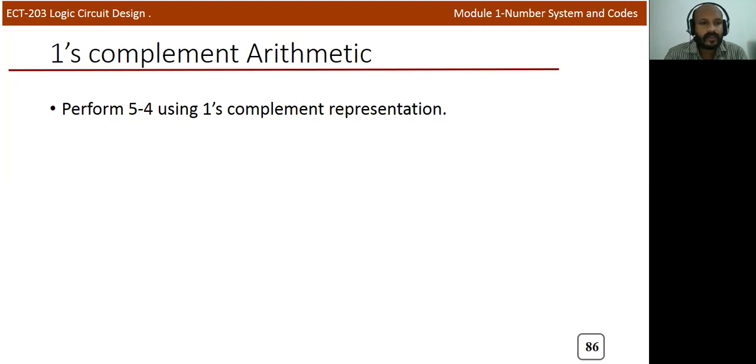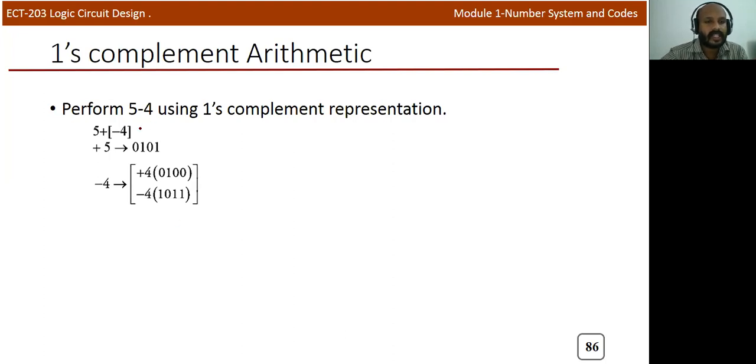So here you need to perform 5 minus 4 using one's complement representation. For that, instead of writing 5 minus 4, you can write 5 plus minus 4, and 5 is positive, so its one's complement representation will be exactly the same. Here it is minus 4. So for that, first we need to write plus 4, and then we need to write the one's complement representation of this binary sequence. So after that, you will get 1 0 1 1. So one value is 0 1 0 1, and second one is 1 0 1 1. Okay, after that you can add these two numbers, and minus 4 is represented in one's complement form.